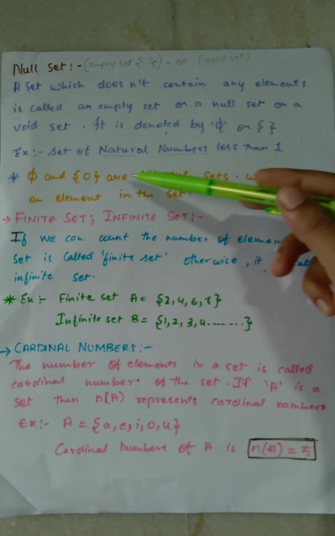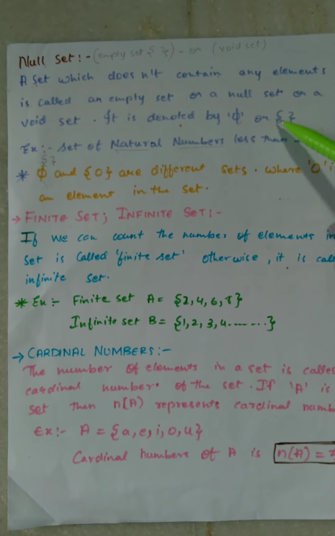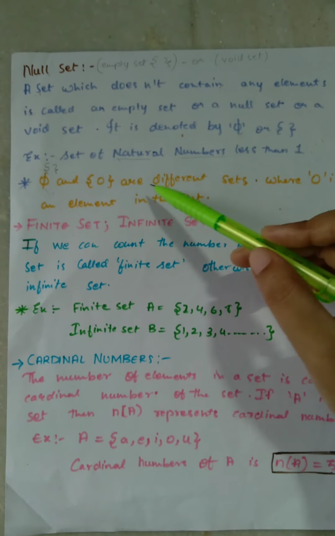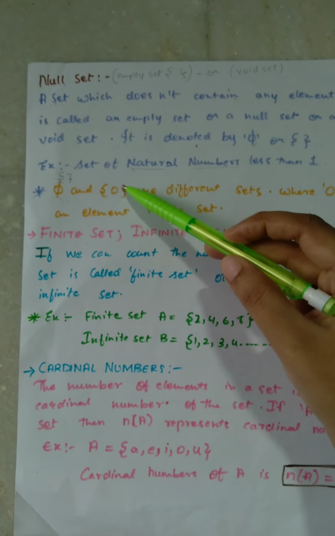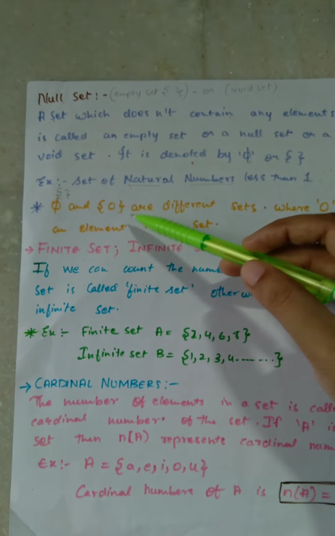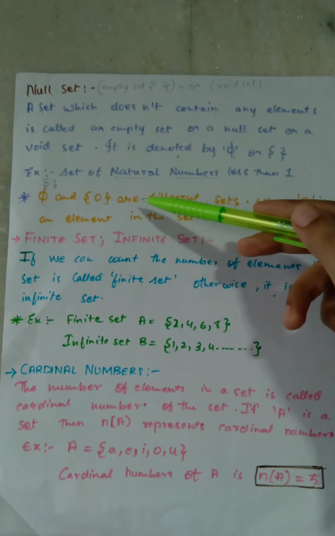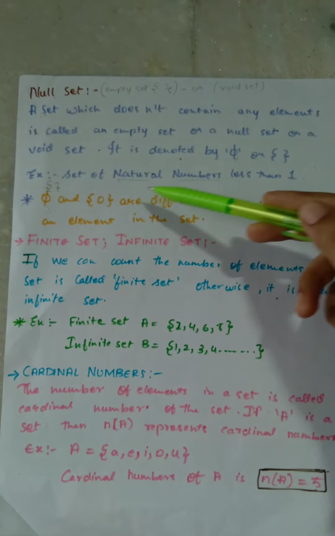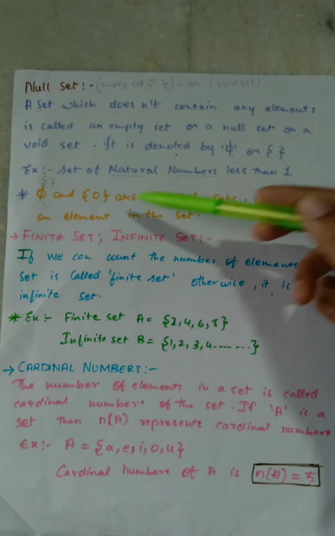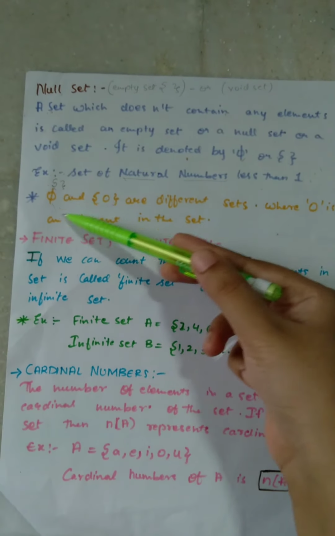This is an important point, that this and these are different, because the empty set is denoted by this, the set which does not have any element is known as null set. But here in the set there is an element 0. Don't be confused that if 0 is there, this will be a null set. No, this is not a null set. So this is null, and this set which has an element 0 are different sets, where 0 is an element in the set. So don't be confused and be clear with this point.